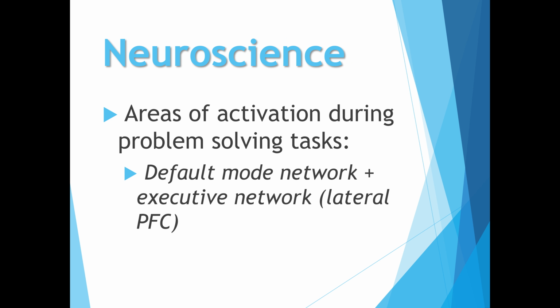One area that seems to be active oftentimes is called the default mode network, okay? The DMN, the default mode network. This seems to be an area that's active multiple times in our lives, okay? Also, the executive network, which consists of the lateral PFC, okay? The lateral prefrontal cortex on both sides of the brain, so bilateral, meaning on both the left and the right prefrontal cortex. Now let's take a look at some of this research, okay?